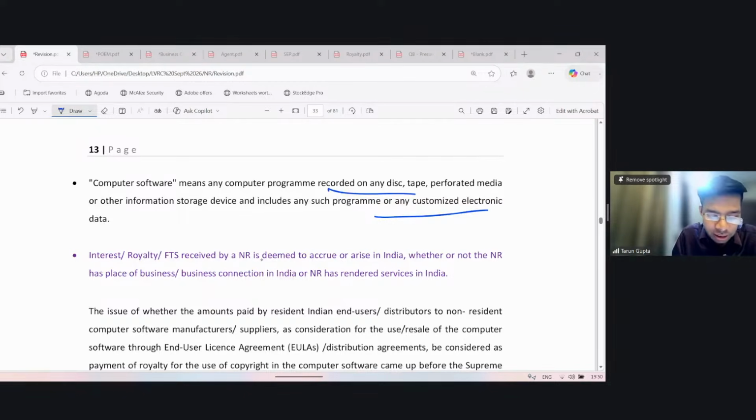Interest, royalty, FTS received by a non-resident is deemed to accrue or arise in India, whether or not the non-resident has a place of business or business connection in India, or the non-resident has rendered service in India. So they shall be deemed to accrue or arise in India, even if services are not rendered in India, but if the same are utilized in India.